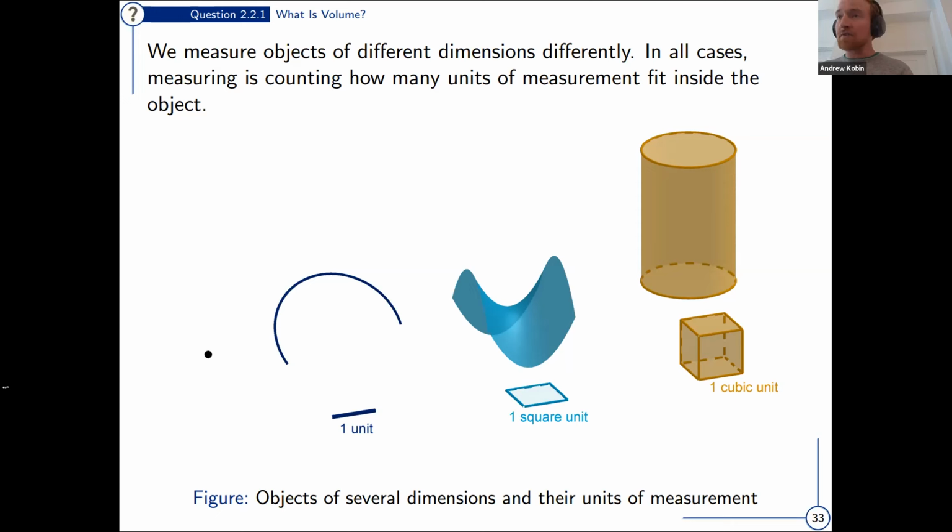And a unit also depends on what dimension you're in. For example, there are no units in a dimensionless object, a point, that has 0 dimensions and no directions to travel, so there's nothing to fit inside of there. In a one-dimensional object, such as this arc of a circle, we can ask how many line segments of length 1 unit fit inside of that total arc on the circle.